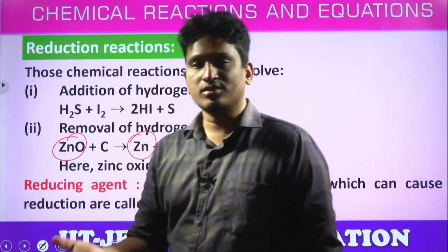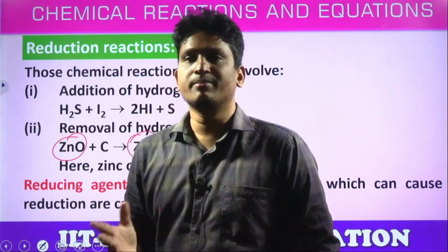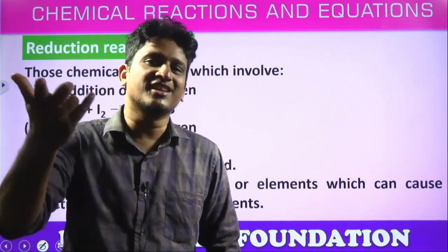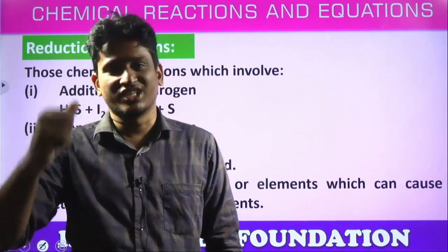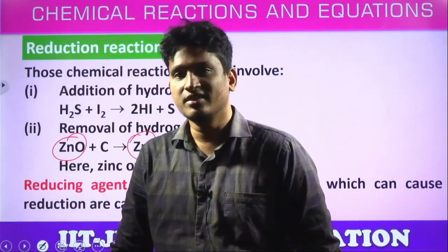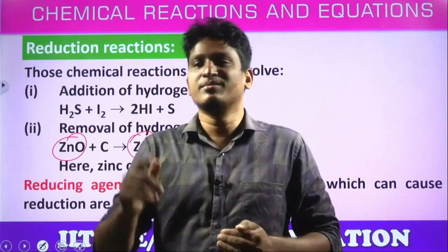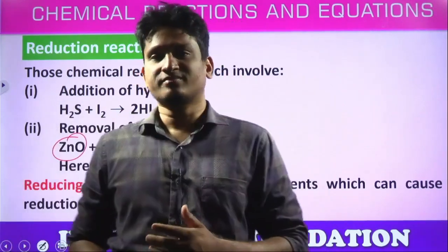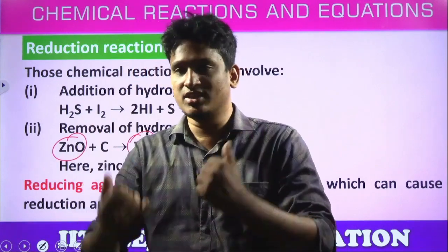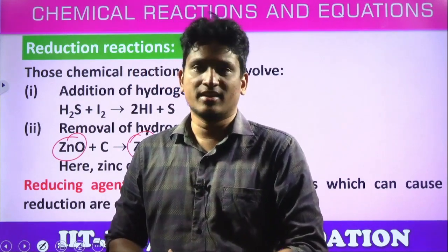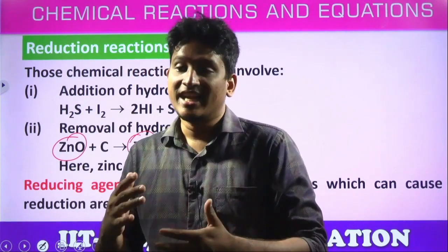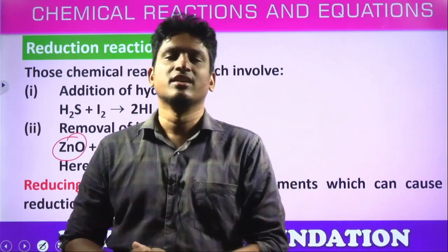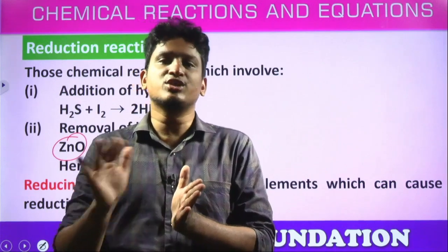Next, what is a reducing agent? Simply the opposite of an oxidizing agent. An oxidizing agent makes another compound undergo oxidation. A reducing agent makes other compounds undergo reduction. Understood? How can it do that? It can take oxygen from the other element, right? Or it can give hydrogen to the other element, right? What is reduction? Simply removal of oxygen or addition of hydrogen.